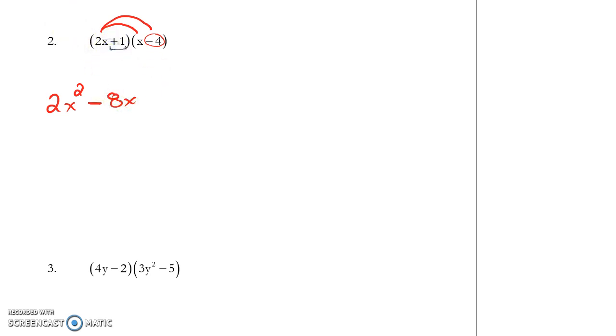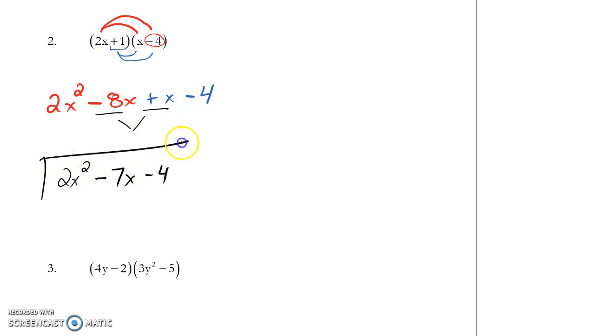Okay? And then I'm distributing a positive 1. 1 times x is plus 1x, or just plus x. And 1 times negative 4 is minus 4. So again, you have to be careful with the sign. Like terms are still the same. 2x squared doesn't have a like term. Negative 8x and positive x is negative 7x minus 4.